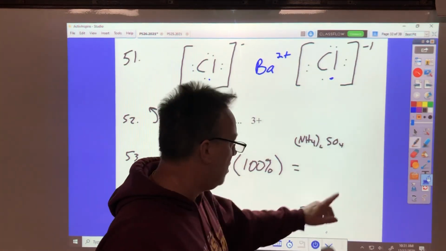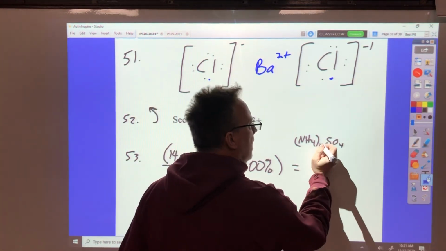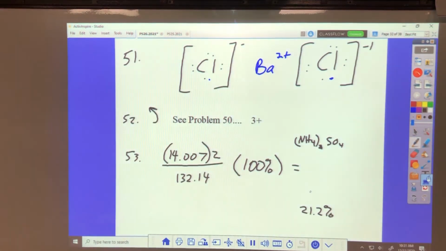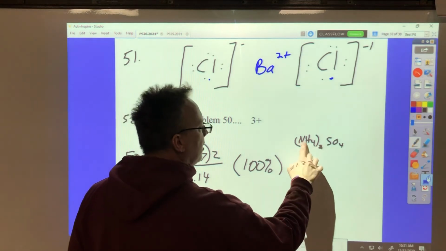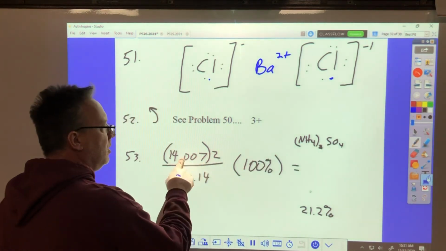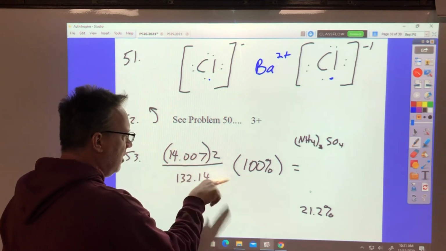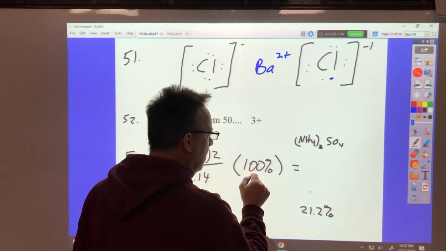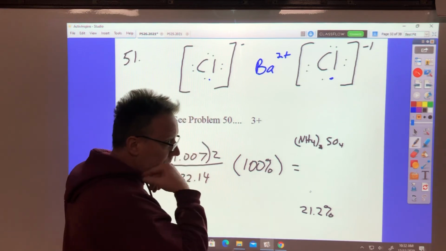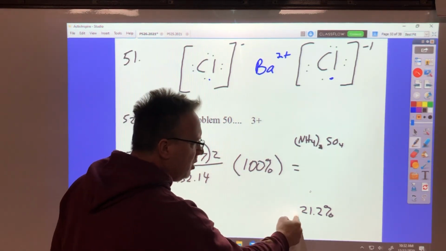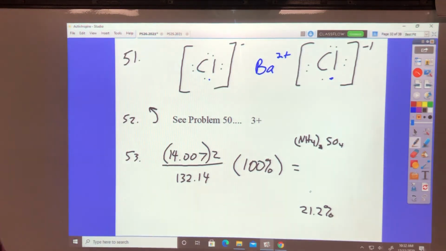How many oxygen do I have? 4. How many sulfur do I have? 1. How many hydrogen do I have? 2 times 4 is 8. How many nitrogen do I have? 2 times 1 is 2. That's why I have a 2. So double that, it's 28.014 divided by 132.14 is 0.212, multiplied by 100 is 21.2%.